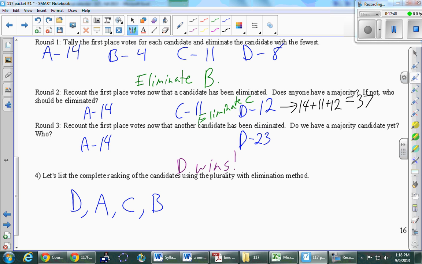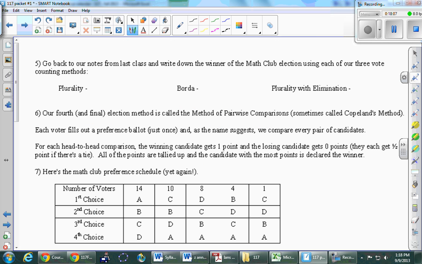Okay, and let's just dissect the name of this method. It is called plurality with elimination. Plurality because we're only looking at which votes? First place votes. That's what plurality means. With elimination because you're eliminating candidates that have the fewest number of first place votes. Okay, next page.